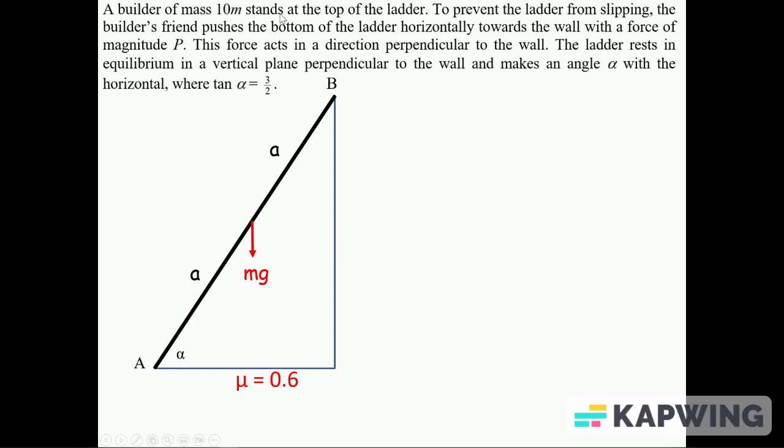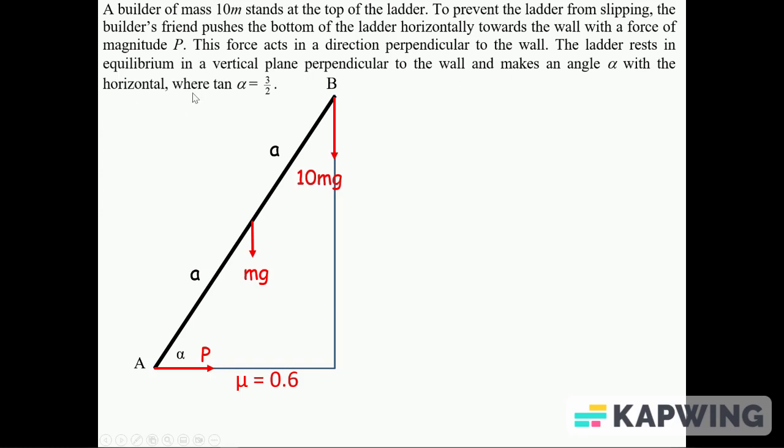A builder with mass 10M stands at the top of the ladder. To prevent the ladder from slipping, the builder's friend pushes the bottom of the ladder horizontally towards the wall with a force of magnitude P. This force acts in a direction perpendicular to the wall, because if he pushed it at an angle, his mate would fall.